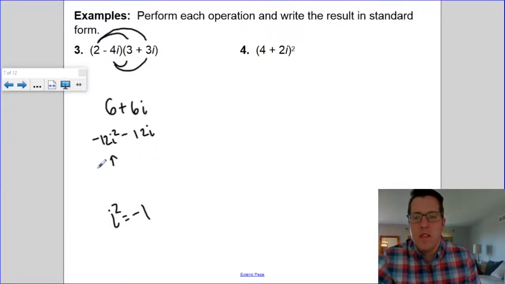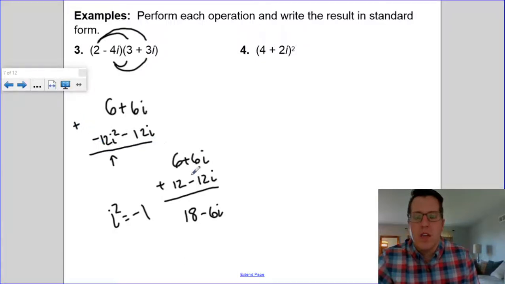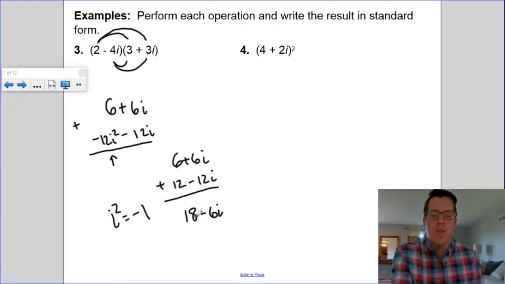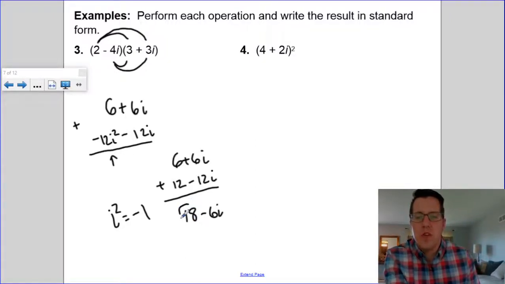So this negative 12i squared is actually the number positive 12. So this is really 6 plus 6i plus 12 minus 12i for a grand total of 18 minus 6i. Now, I prefer to stack when I distribute, as I showed here, but you don't have to do that if you don't want to. Just make sure that it's written in standard form when you're done.